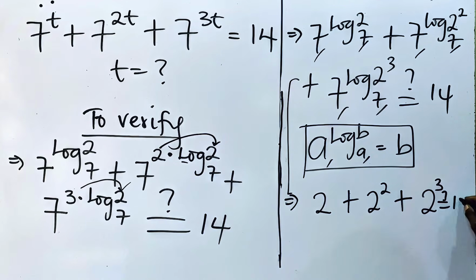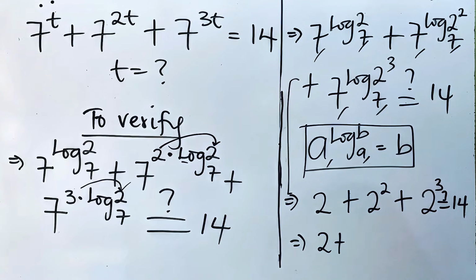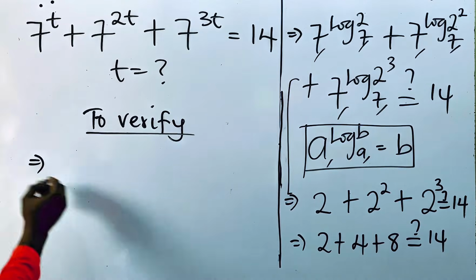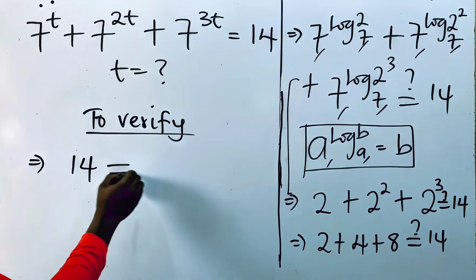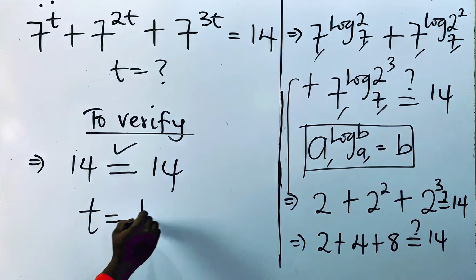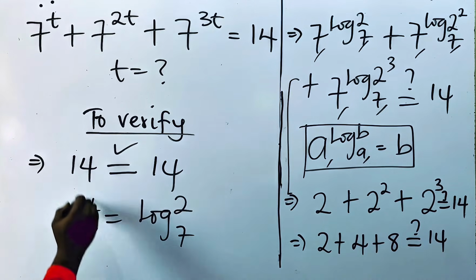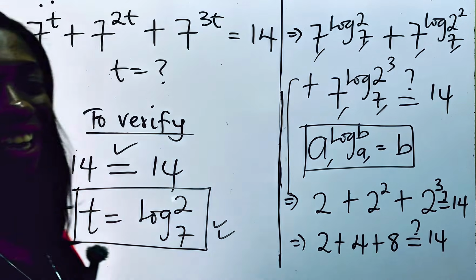And will this still be equal to 14? So working it out, we have 2 squared is 2 times 2, giving us 4. And this is 2 multiplied by itself 3 times, and that gives us 8. Will this still be equal to 14? Let's simplify to have. So we now have 2 plus 4 plus 8, and this gives you 14. And 14 is equal to 14. So what it means is that the value of t we got as log of 2 base 7 is absolutely correct. And I hope you really learned something.